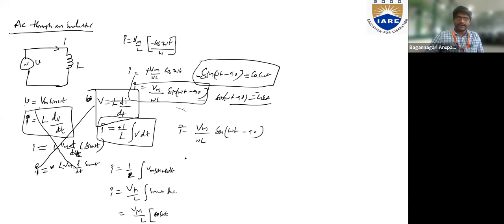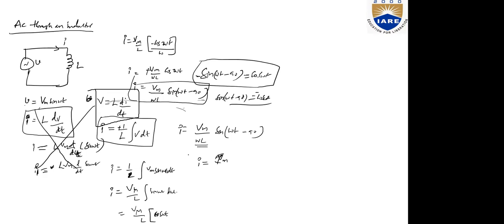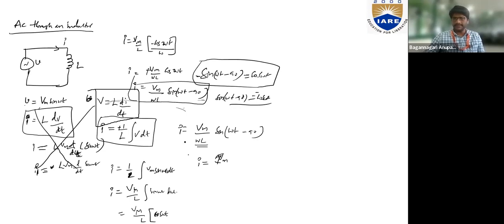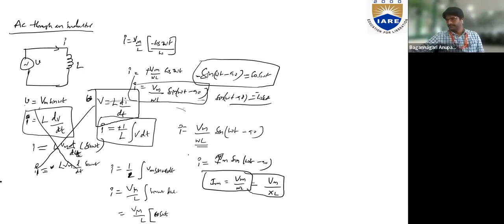So what can I replace this omega L with now? Yes, of course, this can be replaced with XL, no doubt. I can write it as I maximum into sine omega t minus 90, where I maximum is equal to Vm by omega L, or else you write it as Vm by XL, right? Is that clear?